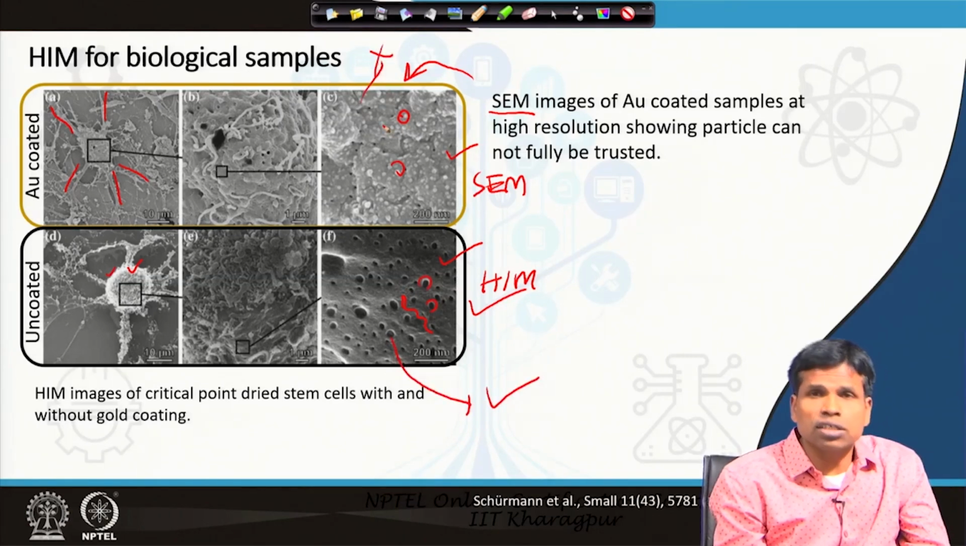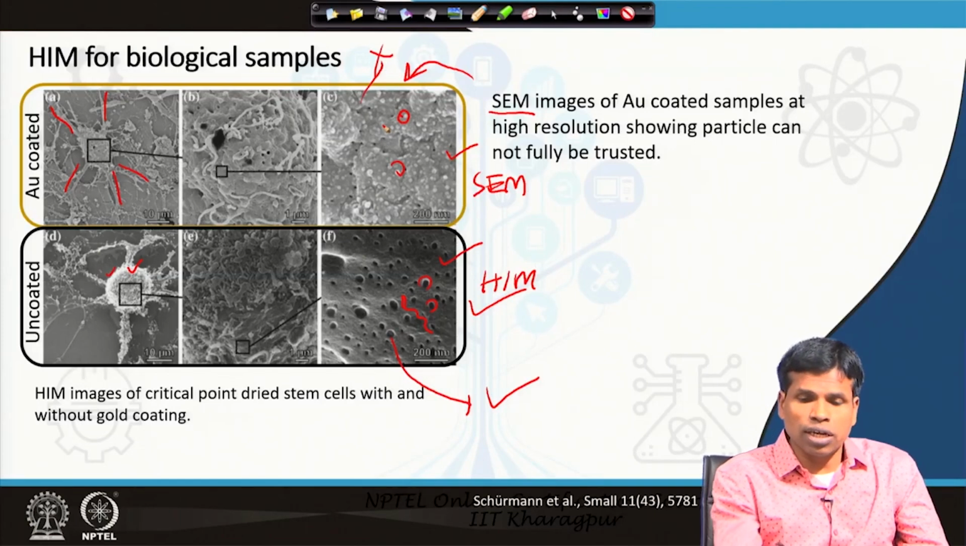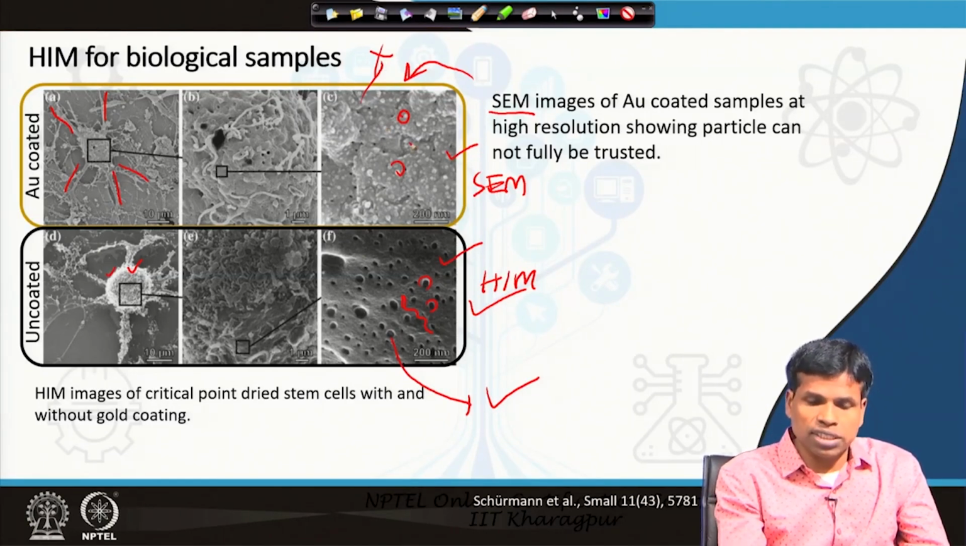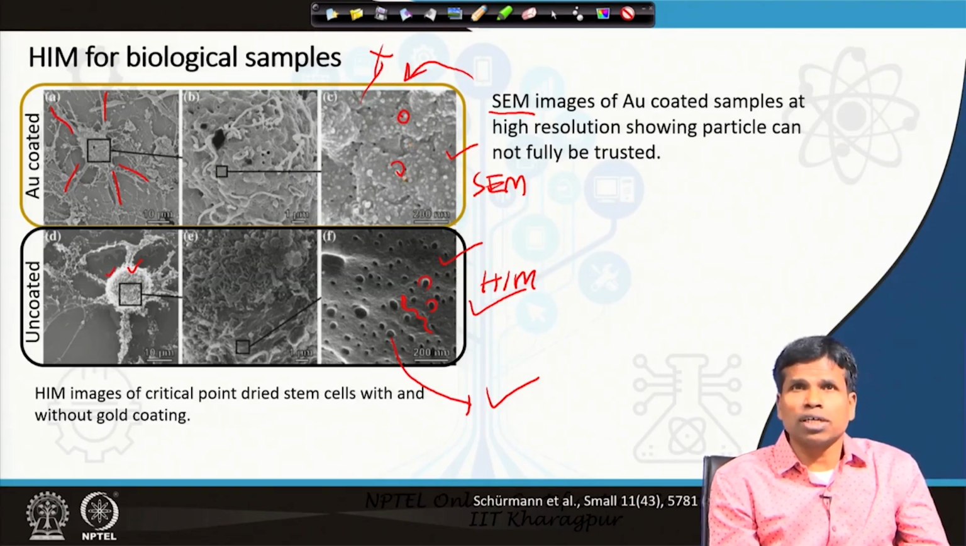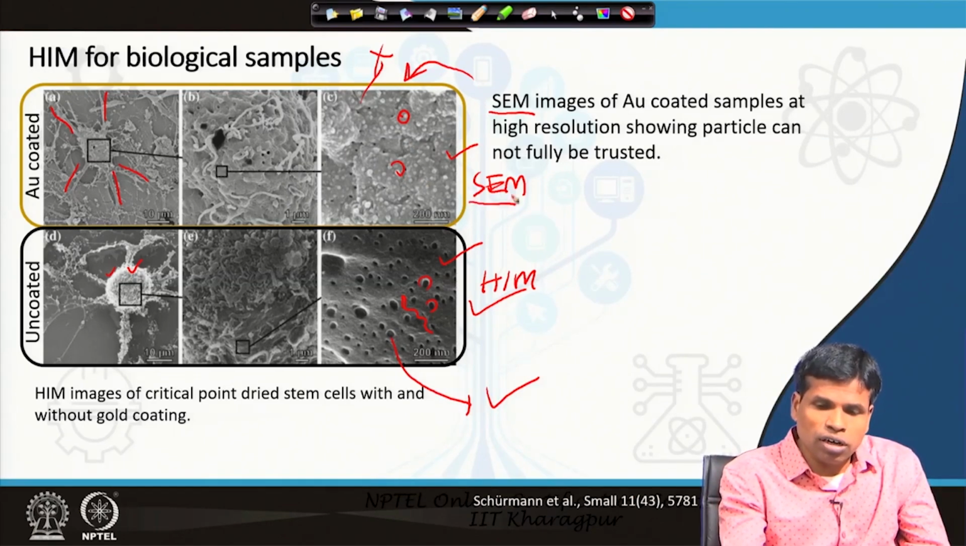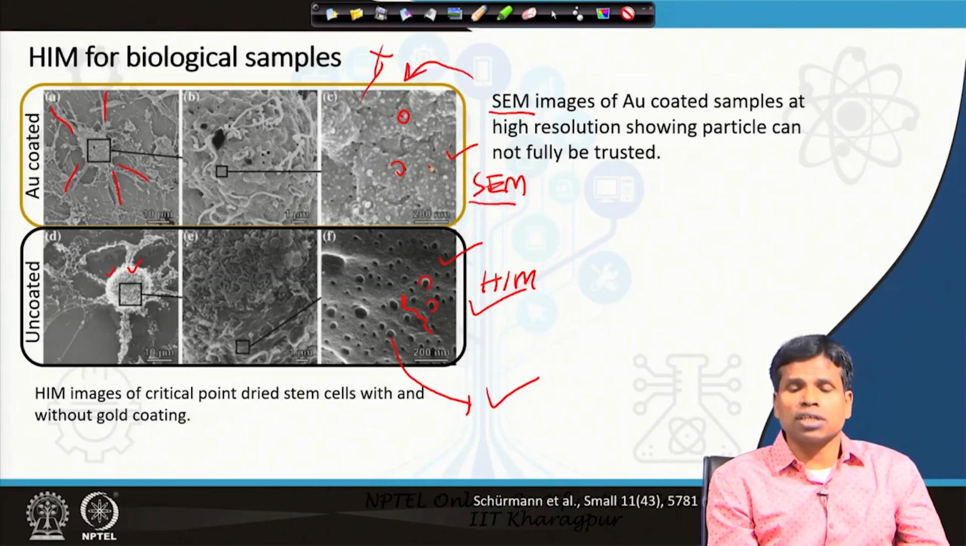Here these particles are nothing but the gold particles. When gold is coated, what we see is actually not the surface of the cell membrane or cell, but rather the metal coating provided on the specimen. This is what happens when a metal coating is done to a biological sample.